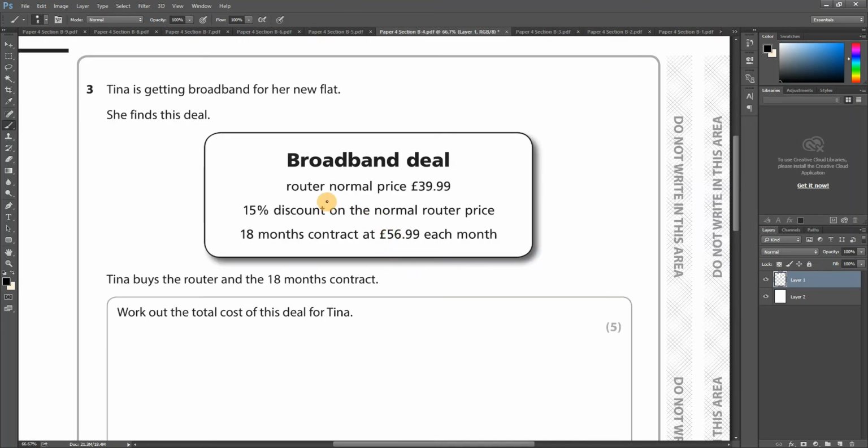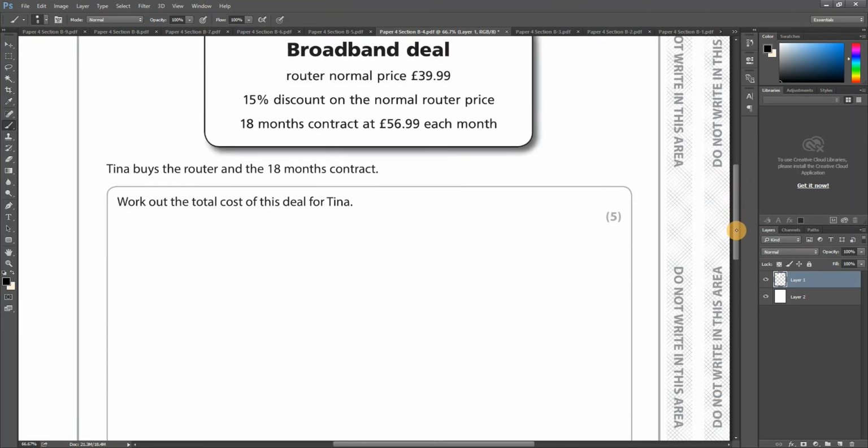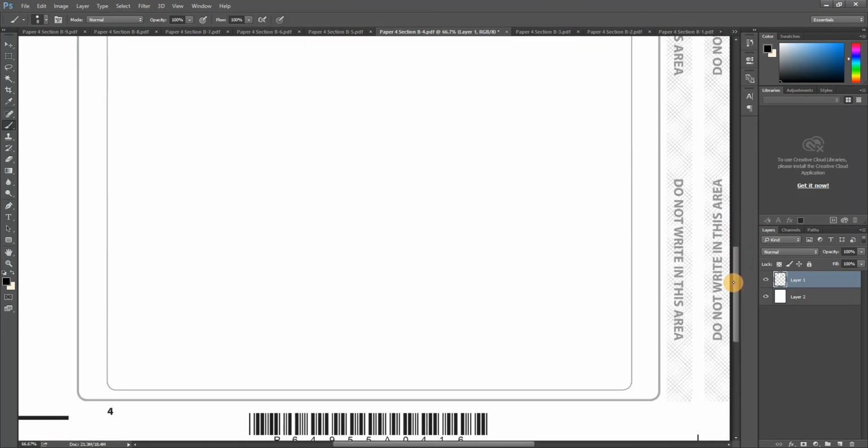Question 3. Tina is getting broadband for her new flat. She finds this deal. Broadband deal, router normal price is £39.99, 50% discount on the normal router price. 18-month contract at £56.99 each month. Tina buys the router and an 18-month contract. Work out the total cost of this deal for Tina. 5 marks, wow. They give us loads of space as well.